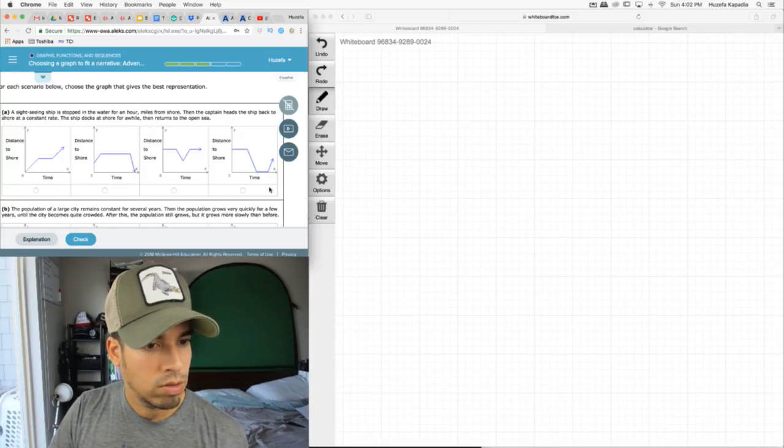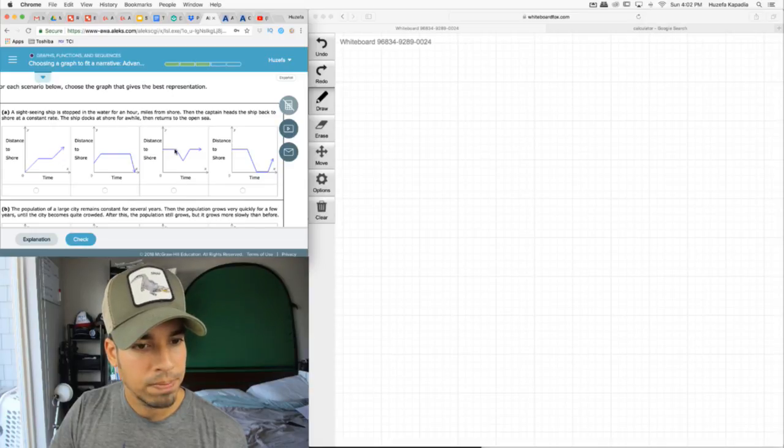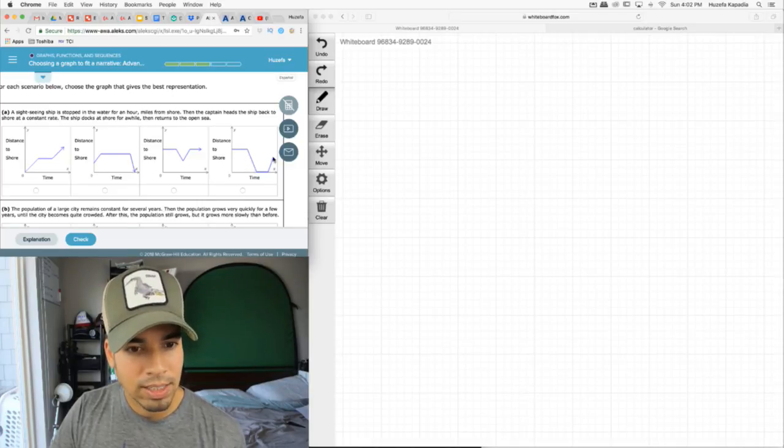So we're stuck. We're out in shore, then we're like, boom, boom, boom, let's go back to shore. Let's dock here for a while, and then let's head back out.